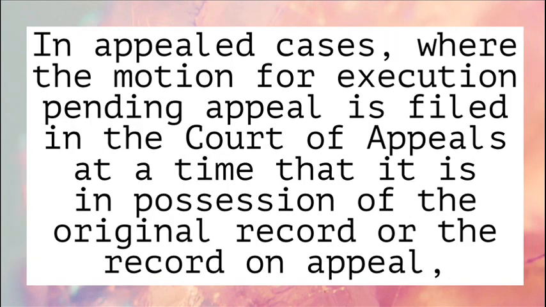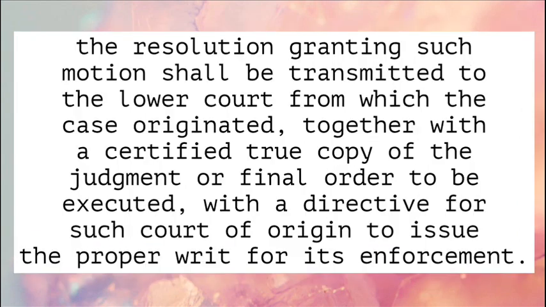In appealed cases, where the motion for execution pending appeal is filed in the Court of Appeals at a time that it is in possession of the original record or the record on appeal, the resolution granting such motion shall be transmitted to the lower court from which the case originated, together with a certified true copy of the judgment or final order to be executed, with a directive for such court of origin to issue the proper writ for its enforcement.